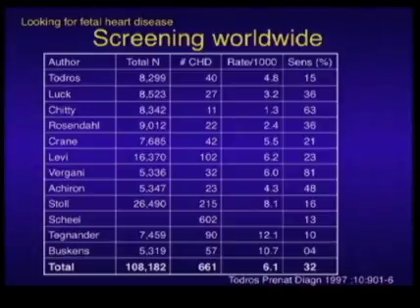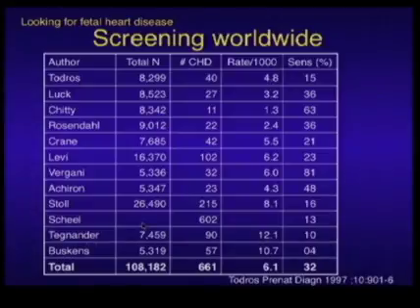Todros, about 10 years ago, did a review of the literature looking at screening obstetrical ultrasounds and the value of fetal heart visualization in identifying fetal heart disease. In Todros's paper, they had 8,300 patients of their own. They found a number of other studies, as shown on this slide, that used screening to look at normal patients. There were a total of 108,000 patients in those studies.